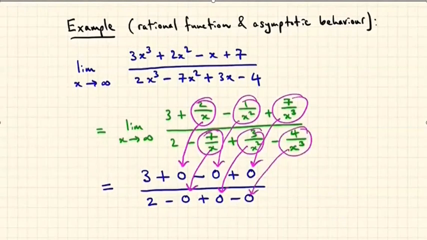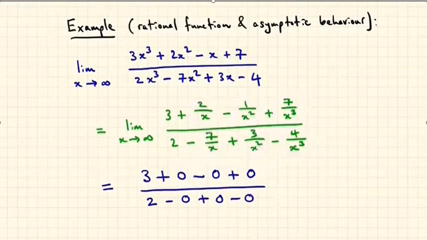This tells us, in fact, that the horizontal line y equals 3 over 2 will be an asymptote to the curve for this particular rational function.